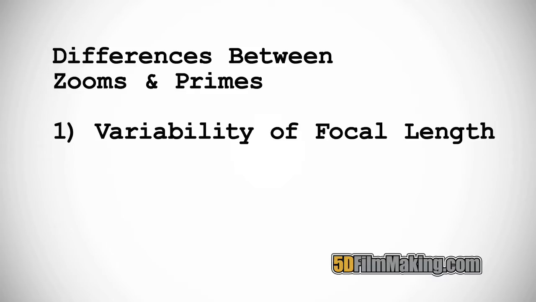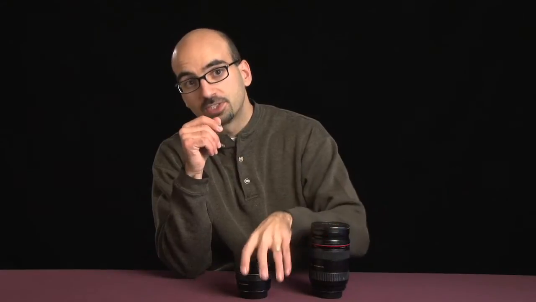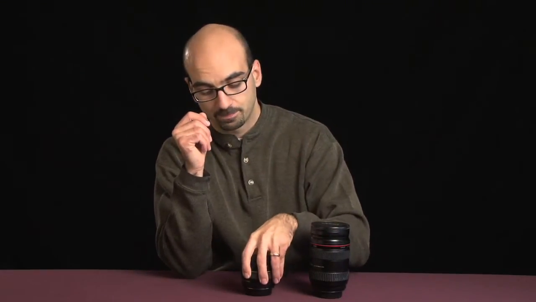You can zoom in and out. With a prime lens, what you see is what you get. In this case, 50 millimeters, it's not going to change. Now, you may well ask, why would you want to use a prime lens then? It sounds pretty limiting. Well, the next difference helps us answer that question.